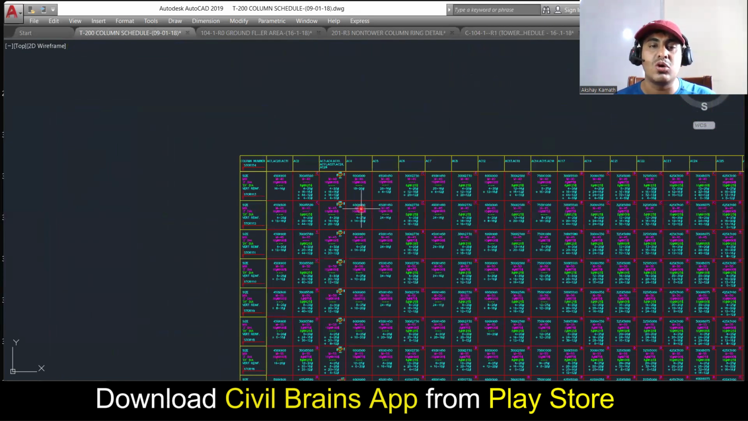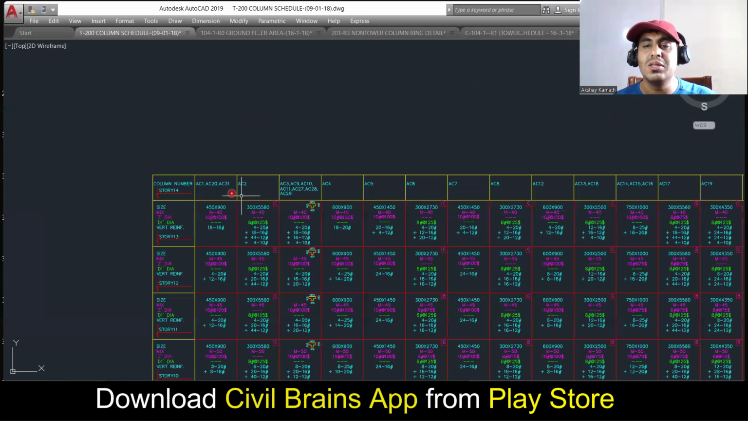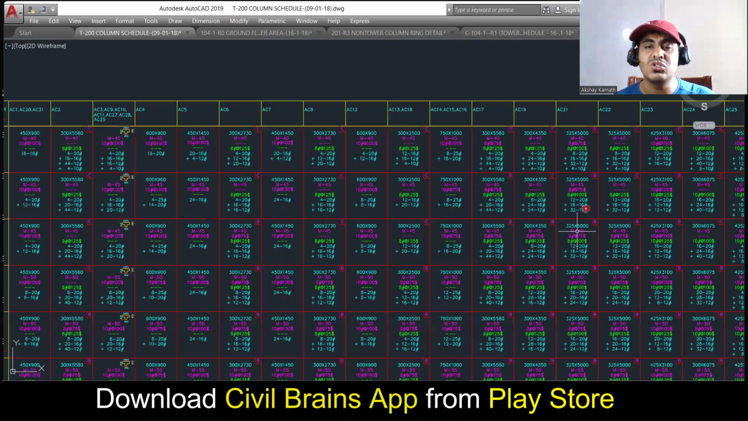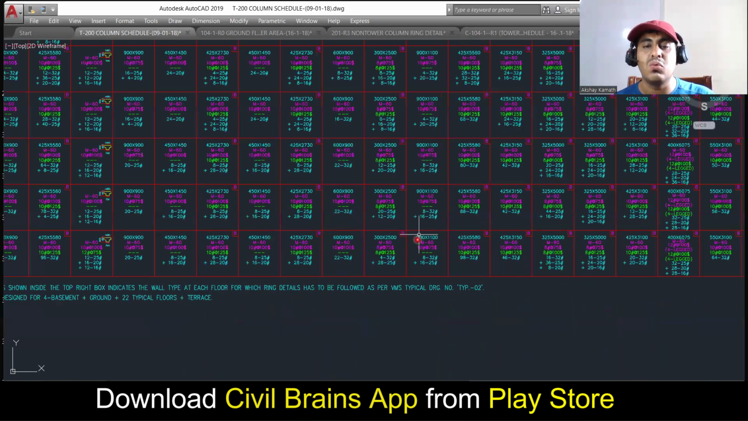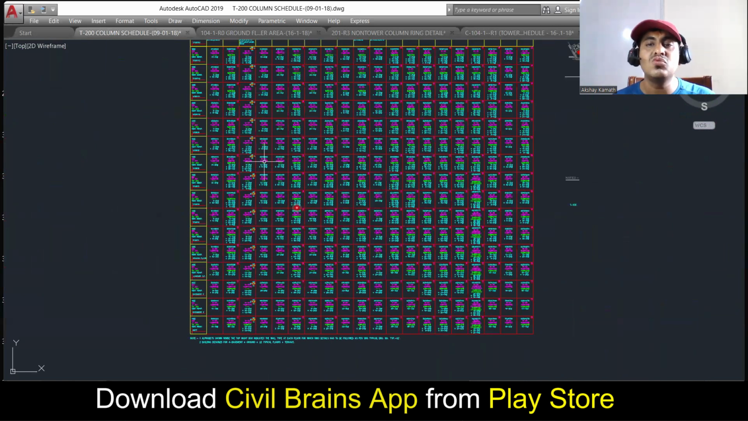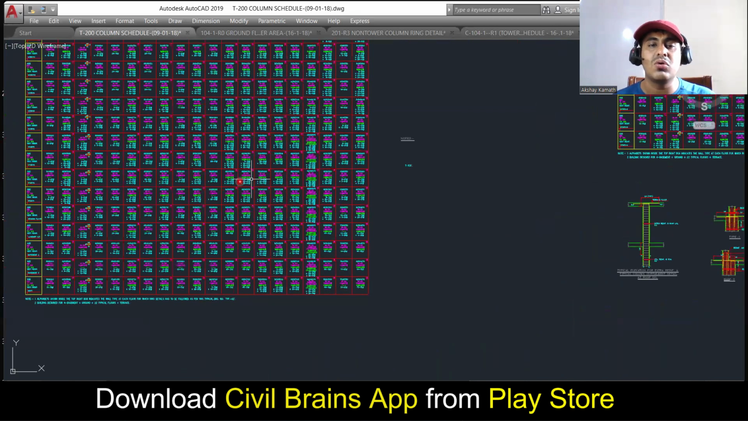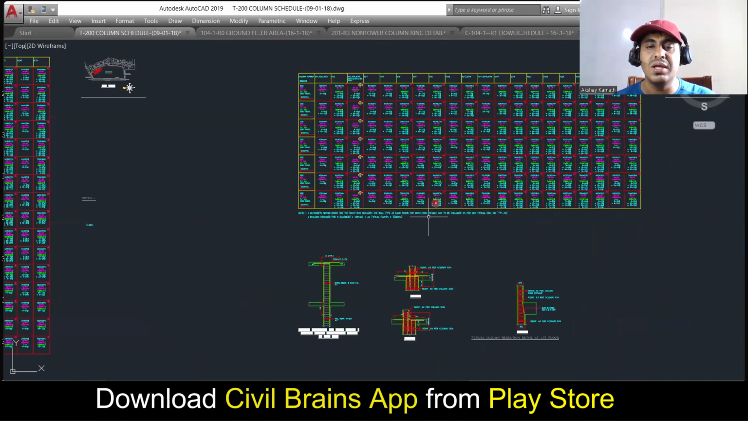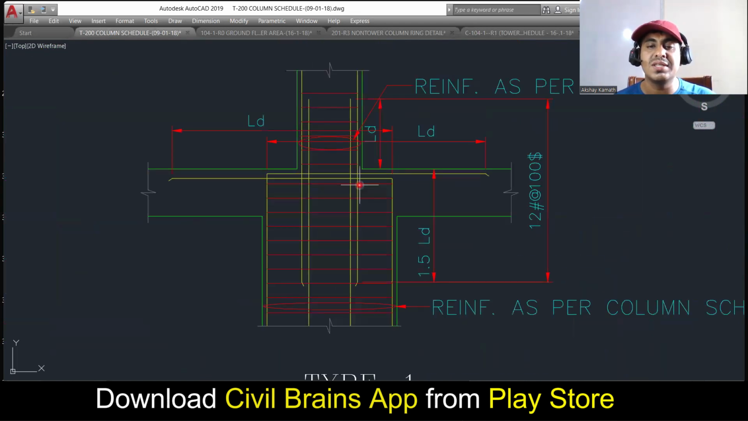So I explained to you for one column, that is this particular column. In this way, all the columns are there. You have to just go through this drawing. You will be able to understand. I'll be giving you this one drawing. I cannot share all the drawings. This one drawing I'll be sharing with you. You can go through this. You'll be able to understand. Okay. Apart from that, they have given some other things here.